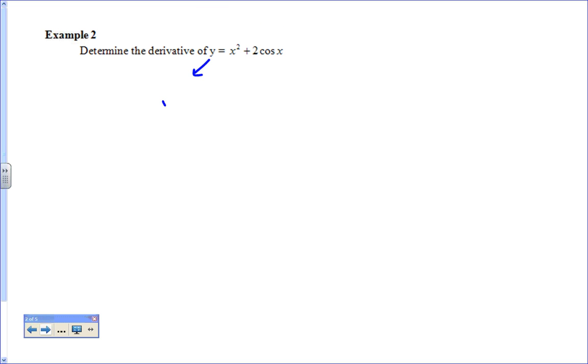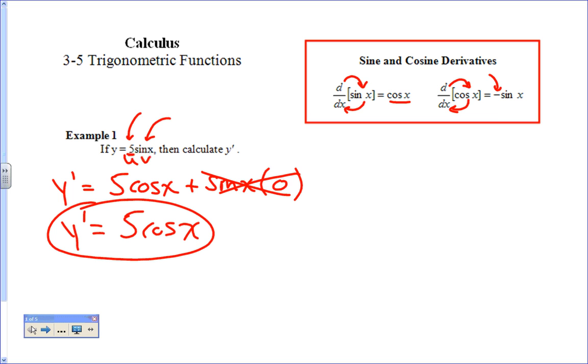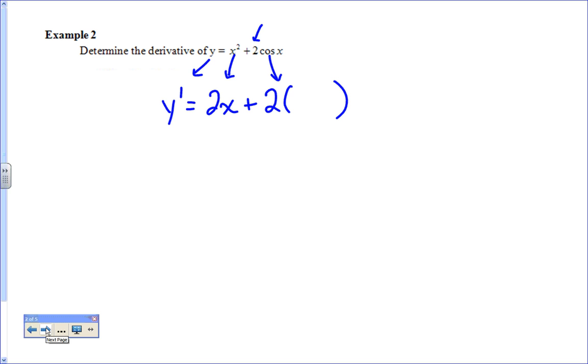So let's take the derivative of this, y prime. Take the derivative of that, well, that's 2x. And plus the derivative of this, which we just learned in the first one, is that 2 is kind of along for the ride. And so it'd be 2 times whatever the derivative of cosine is. And so if we go back, it says here the derivative of cosine is the opposite of sine. Okay, and so negative sine of x.